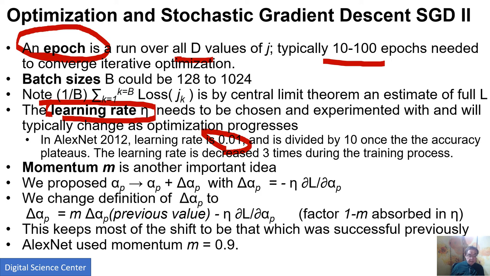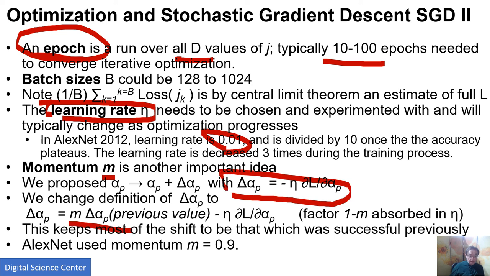Now, momentum is a different idea. Eta is decreasing the shift to guarantee convergence. Momentum is taking your shift and you calculate. So remember, you have an old shift, which is the sum of everything that comes from all the previous batches. Now you have a new shift from this batch. Well, you don't actually shift in this new shift direction.